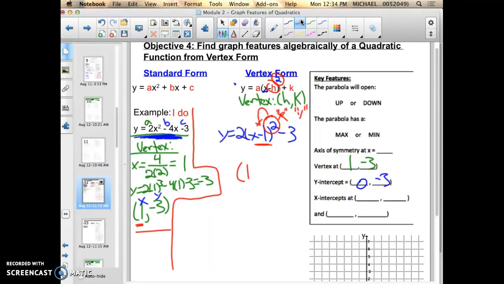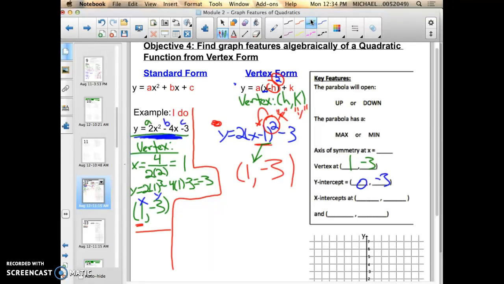So it's a negative number in the function itself, positive number in the vertex. The k value doesn't change. It is telling the truth. It'll always be what it exists in the function. So if you're given vertex form of a function, you should be able to tell me straight through what the vertex is. 1 comma negative 3.